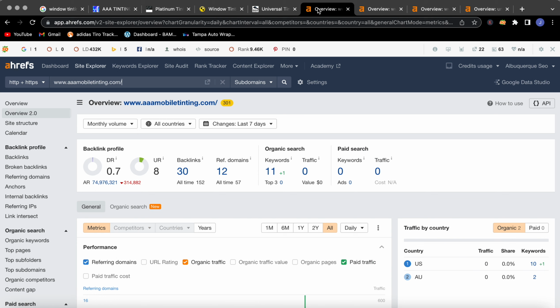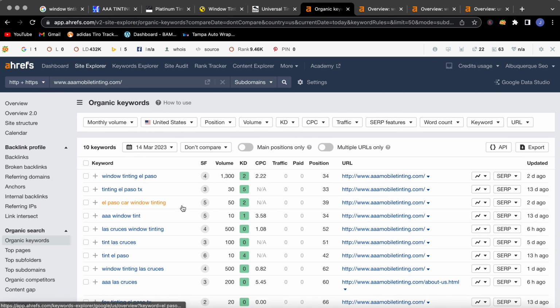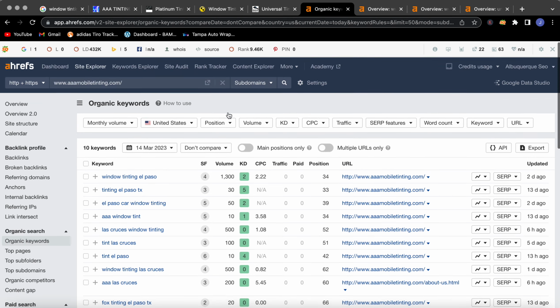Now, I want to jump in real quick over to a tool called Ahrefs. Ahrefs is a tool that I use to analyze everything SEO, Laura. And I have your site pulled up here. So we're looking at keywords that you're ranking for. You guys are getting pulled up for 11 different keywords. And for window tinting El Paso, you are in the 34th position. As you can see, you're not ranking very high for any of these keywords.